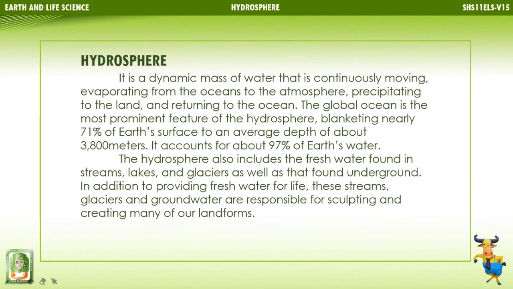Hydrosphere. It is a dynamic mass of water that is continuously moving, evaporating from the oceans to the atmosphere, precipitating to the land, and returning to the ocean. The global ocean is the most prominent feature of the hydrosphere, blanketing nearly 71% of Earth's surface to an average depth of about 3,800 meters. It accounts for about 97% of Earth's water.